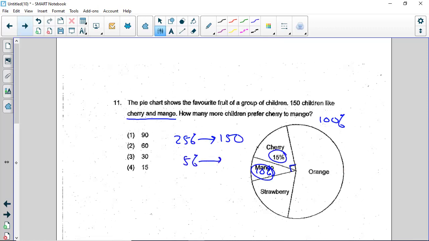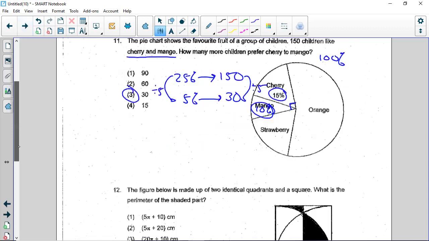That will be easy. You can do jumping. So divide by 5, and on the other side, you also divide by 5, and you will get 30. So you have 30 more children prefer cherry to mango. Answer number 3. No need to find 1%. You can just jump. That will be faster.